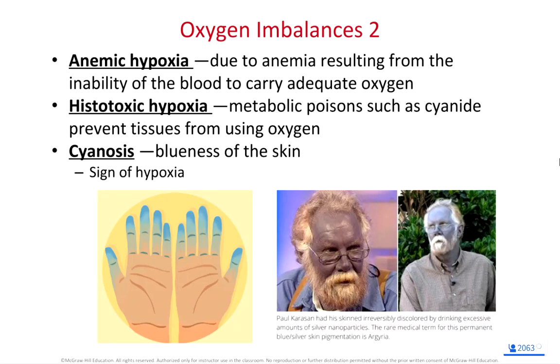We also have anemic hypoxia. Anemic hypoxia is from a lack of hemoglobin in our bloodstream for binding oxygen. We can have histologic hypoxia. This could be carbon monoxide poisoning, for example, or cyanide poisoning, the reduction of the ability to utilize the oxygen. All of these hypoxic states are going to cause extremities to turn blue.